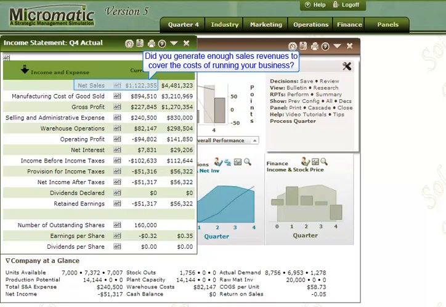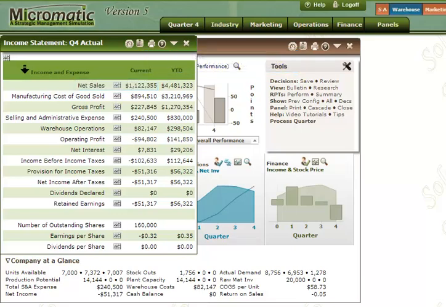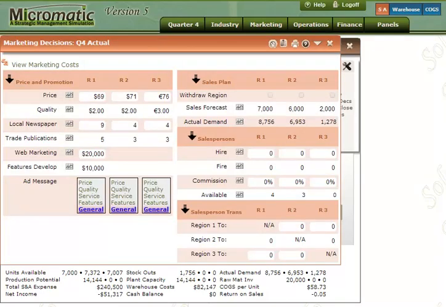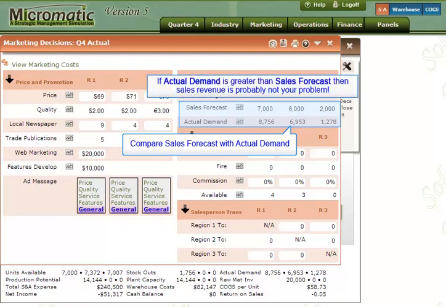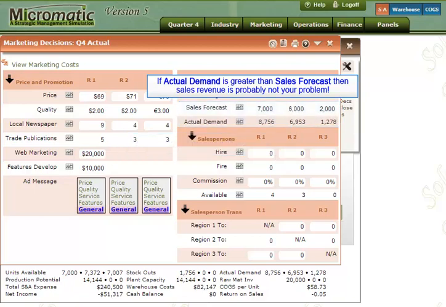To help answer this question, look at your sales forecast versus your actual sales. To do that, we need to go to the Marketing Decisions panel. Were you relatively accurate with your forecast of how many units you would sell this quarter? Or, as in this case, actually sold more than what was forecasted? If you were, then the cause of your net loss is most likely not because of your net sales revenues.